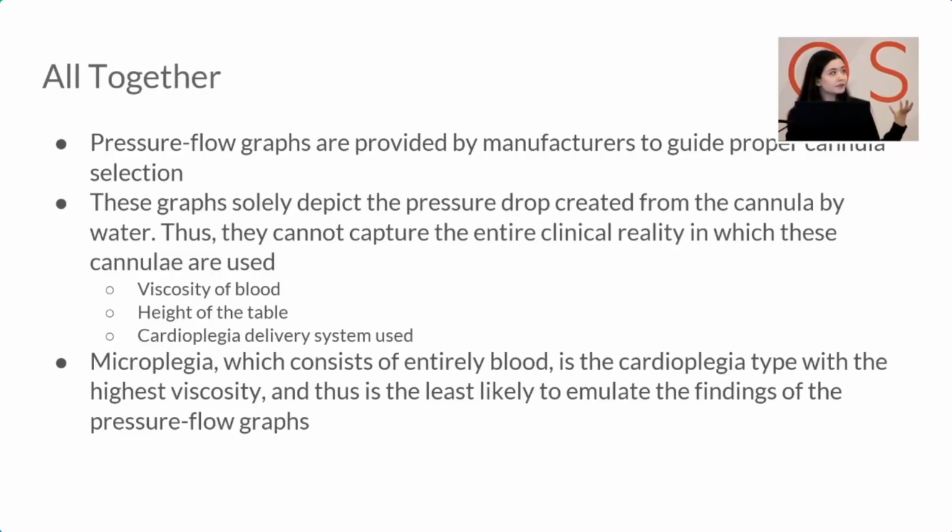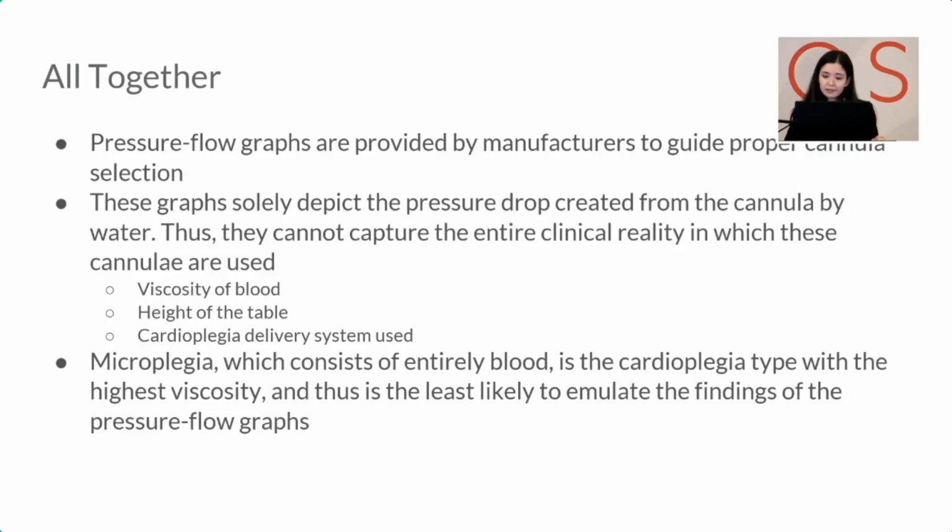However, these graphs are not designed to capture the entirety of the drop that we know exists in the clinical setting, such as the difference in the height of the cardioplegia delivery system and the patient, or differences in viscosity, as we know blood is more viscous than water. Microplegia, this is the nugget I had before, is very viscous because it's composed of entirely blood. So it's least likely to emulate these findings.